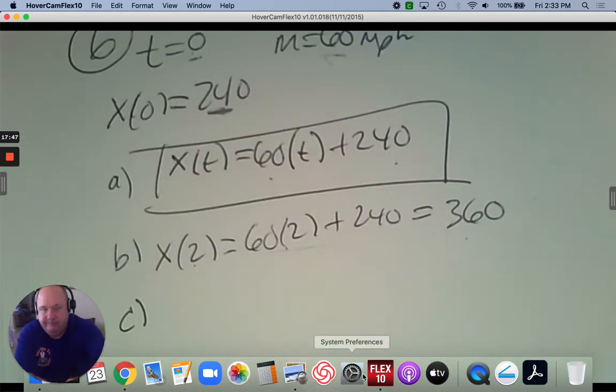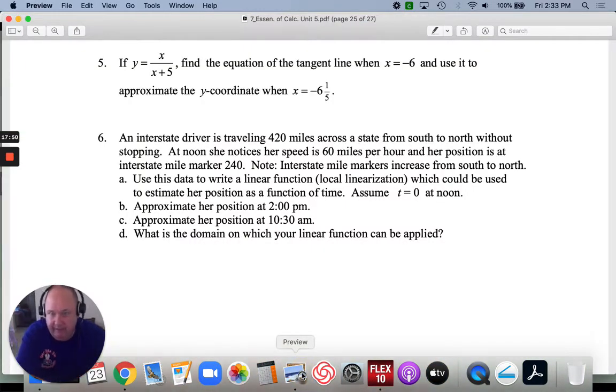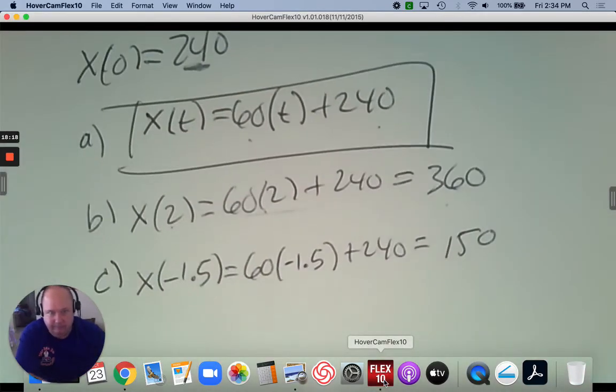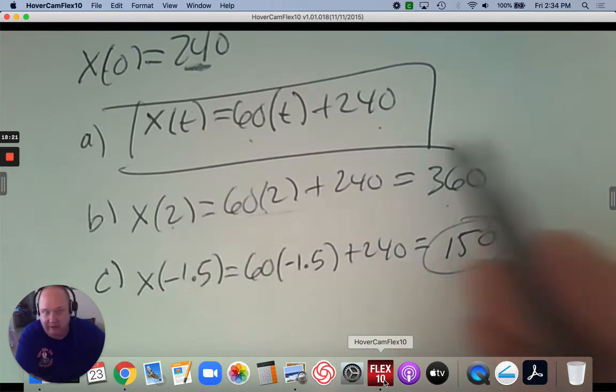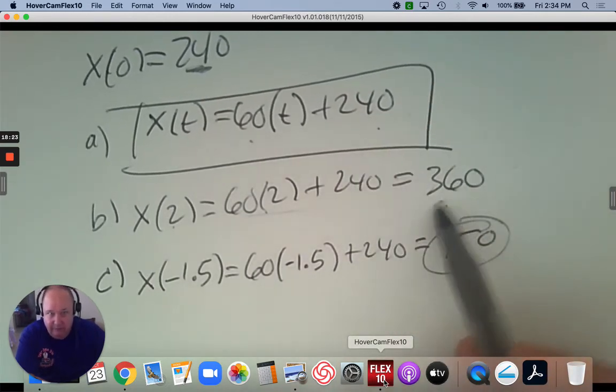C, approximate her position at 10:30 a.m. So that's going backwards in time. From noon, 10:30 a.m. would be negative 1.5. Going back in time, if noon is 0, negative 1.5 would be 10:30. So plug negative 1.5 in and simplify it, and you get the mile marker 150. So that would be her position at 10:30, the position at noon, and the position at 2 p.m.